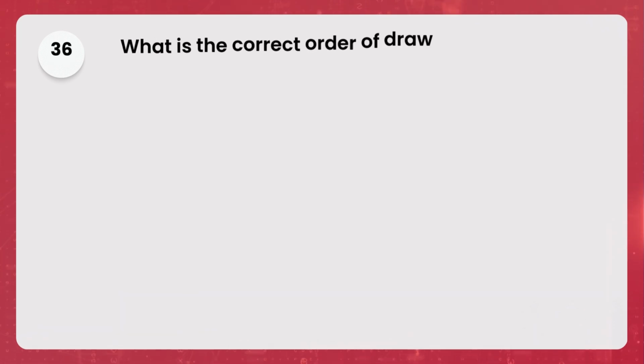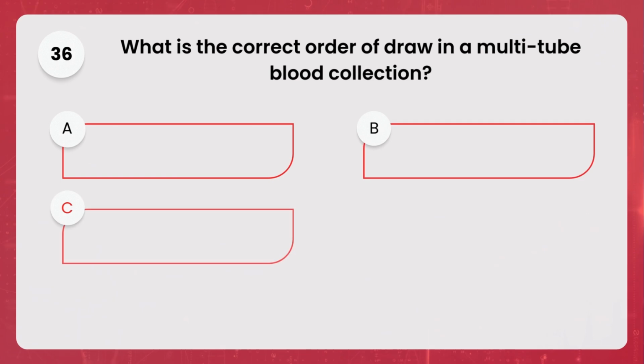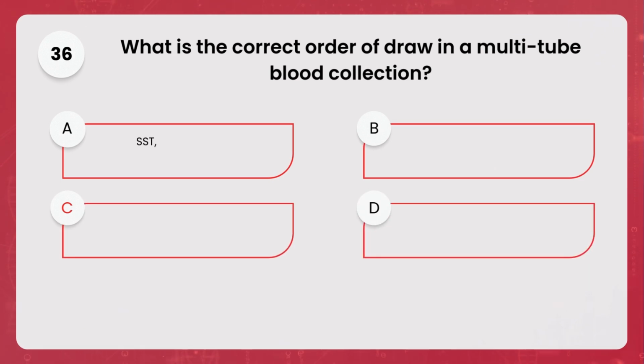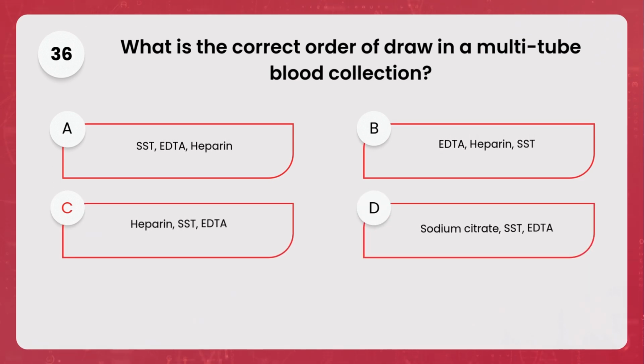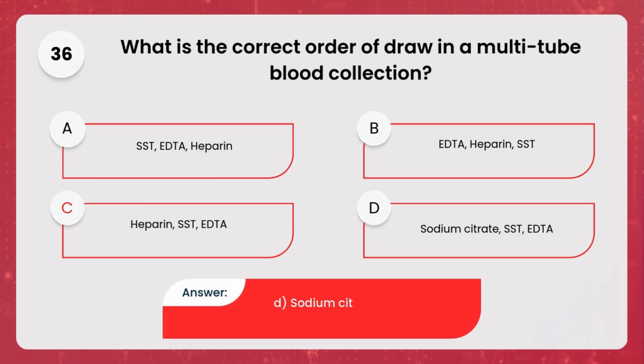Number 36. What is the correct order of draw in a multi-tube blood collection? A. SST, EDTA, heparin. B. EDTA, heparin, SST. C. Heparin, SST, EDTA. Or D. Sodium citrate, SST, EDTA. The answer is D. Sodium citrate, SST, EDTA.